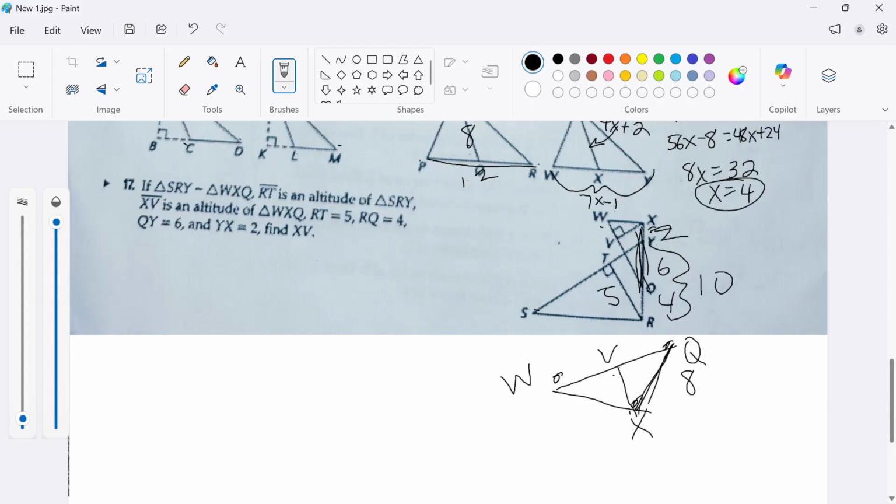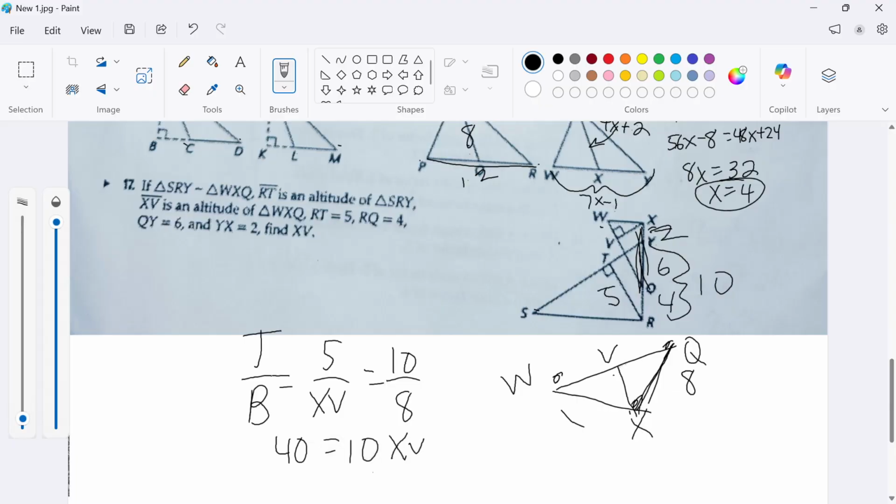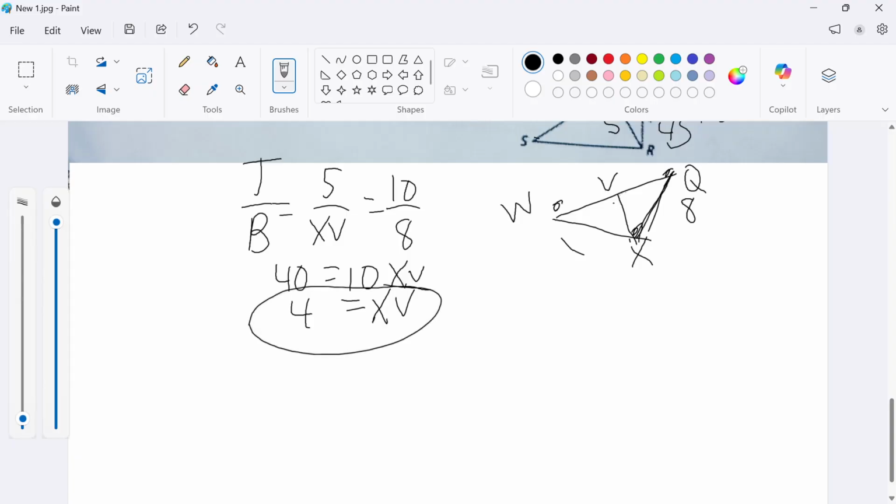It says they are altitudes, they're similar, so I'll do top to bottom. I'm going to make a ratio. That's why I drew this one, so I would keep it clear. So top 5 is to XV as 10, that side, remember it was 6 plus 4, 10, is to 8. Cross multiply: 40 equals 10 XV, XV equals 40 divided by 10 equals 4. And that's it. That's all those questions on similar triangles.